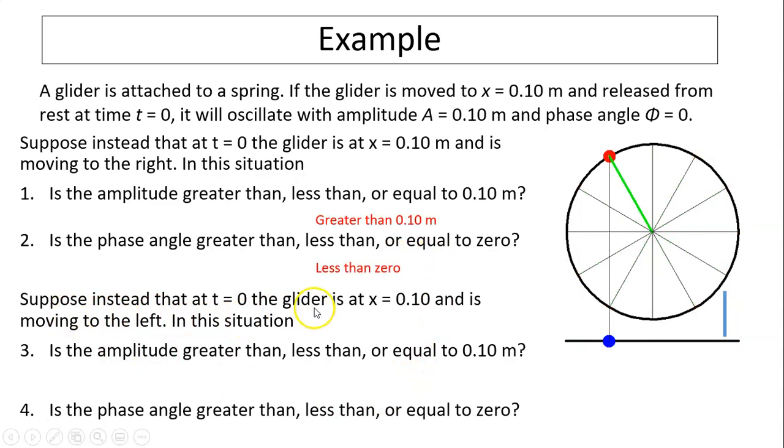Suppose instead at t equals 0, the glider is at 0.1, but it's moving to the left. Moving to the left has to be above 0, so maybe over here. So is the amplitude greater than, less than, or equal? It has to still be greater. Amplitude over here is greater than here, right? Is the phase angle greater than, less than, or equal to 0? The phase angle is above the x-axis, so it has to be greater than 0.